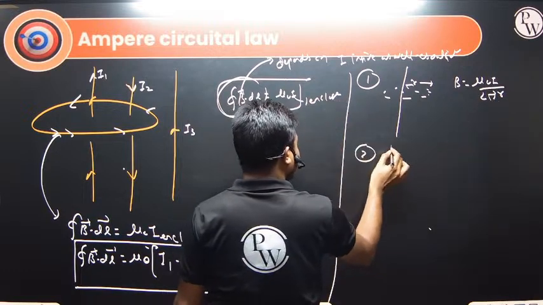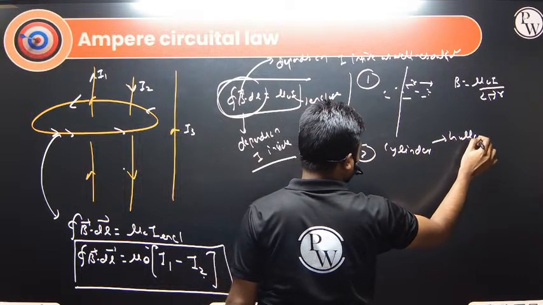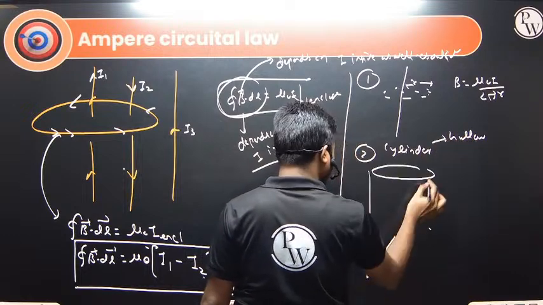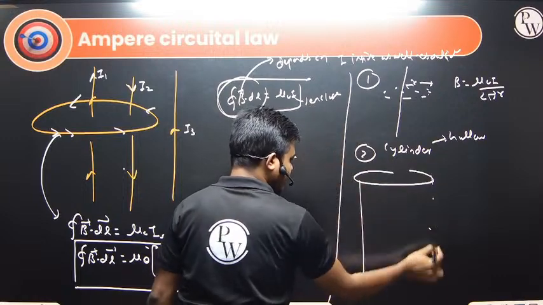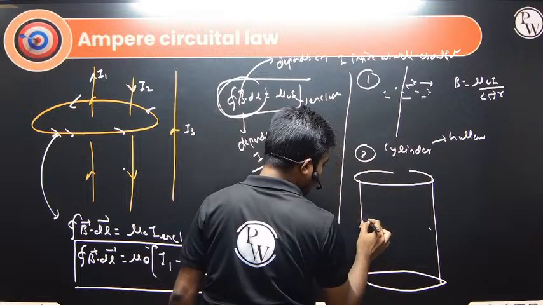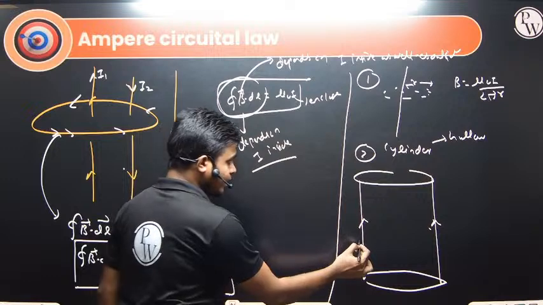Then we have the cylinder. Now the cylinder will have two types. The first one is hollow, so let's discuss the hollow cylinder first. Suppose the current is flowing through a hollow cylinder. Then the magnetic field inside will be 0 because there is no current inside. The current is only flowing on the surface.